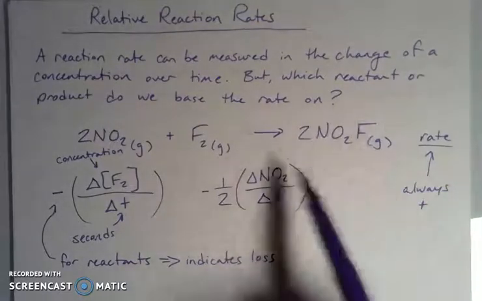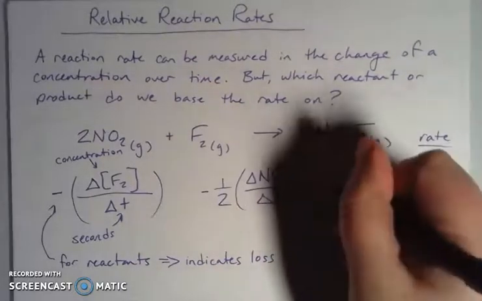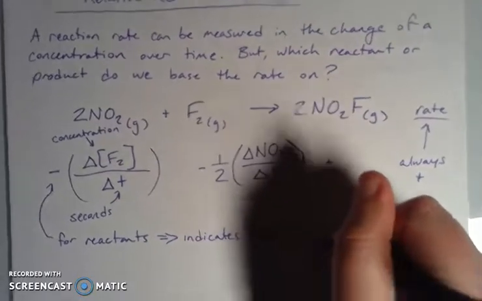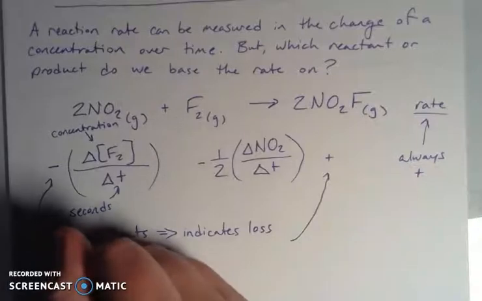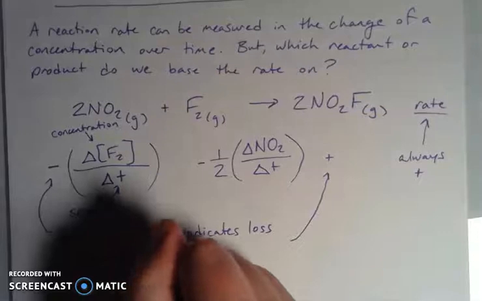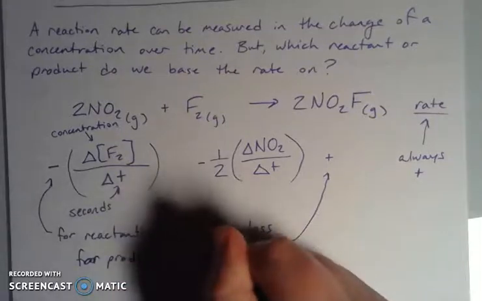And then we are forming this product. So in forming this product, again by convention, the positive is showing for products, and it indicates gain.